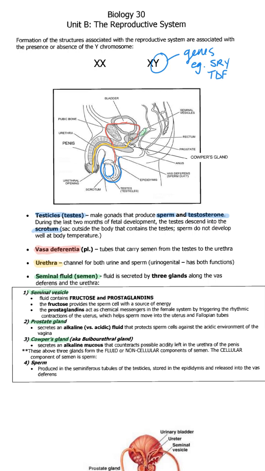Again, this is a side view, so there'd be one behind it. Then there's the prostate gland, and I'll color that in blue. It's a larger structure, and there's just one of those. And then there's the Cowper's gland, and I'll color that in red. And there's two of those as well. Each of those structures contributes substances to semen.